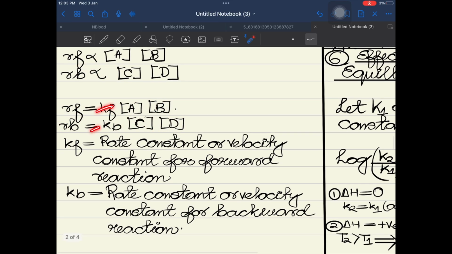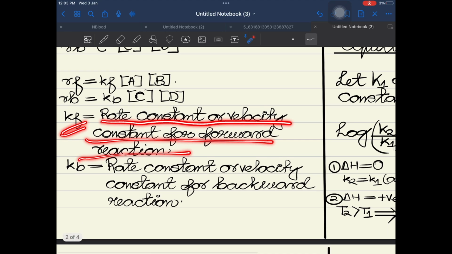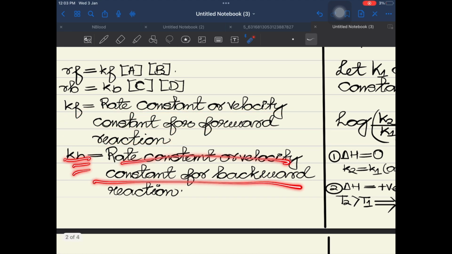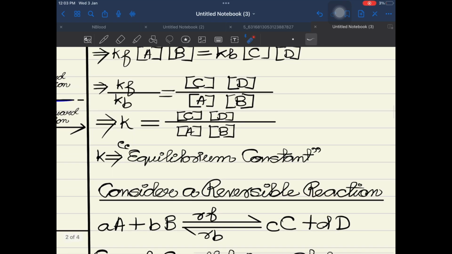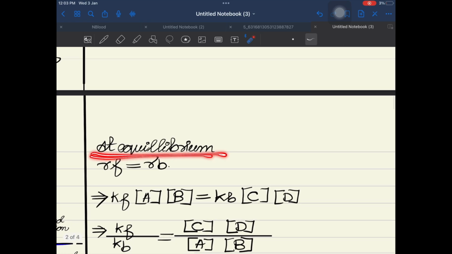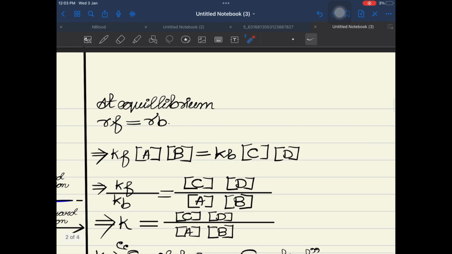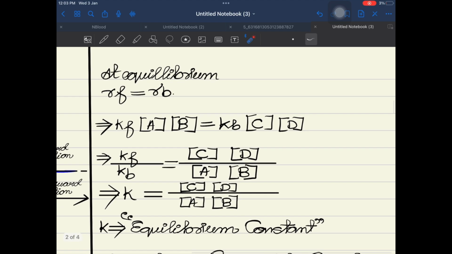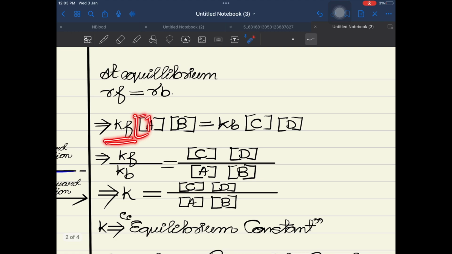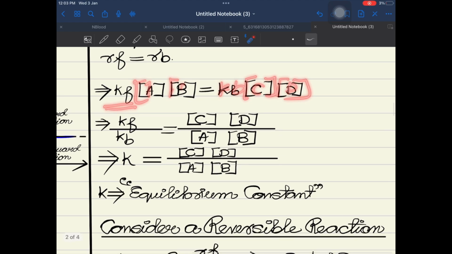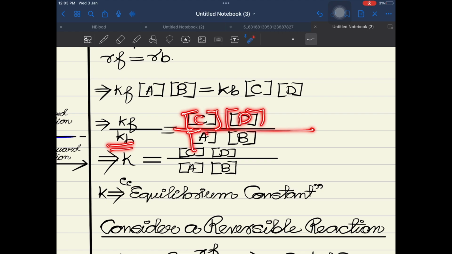Now what are KF and KB? KF is the rate constant or velocity constant for the forward reaction, and KB is the rate constant or velocity constant for the backward reaction. Now at equilibrium, what will happen? We know that RF is equal to RB, we have discussed this in the characteristics. So KF into concentration of A and concentration of B is equal to KB into concentration of C and concentration of D. Then KF by KB will be equal to concentration of C and concentration of D divided by concentration of A into concentration of B. Now KF by KB is equal to K.